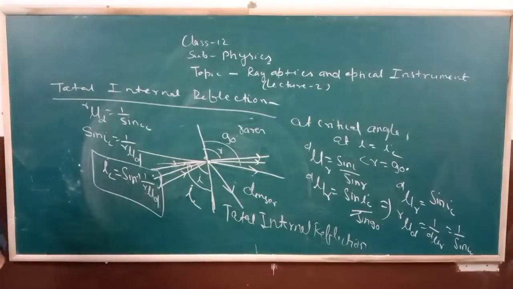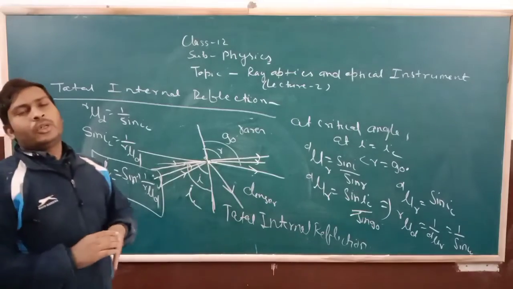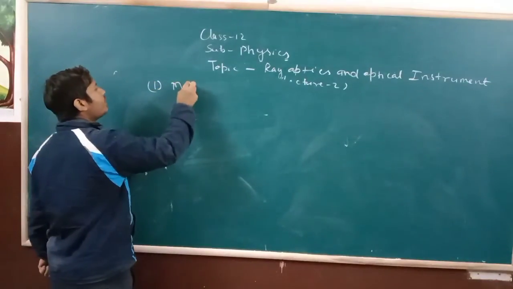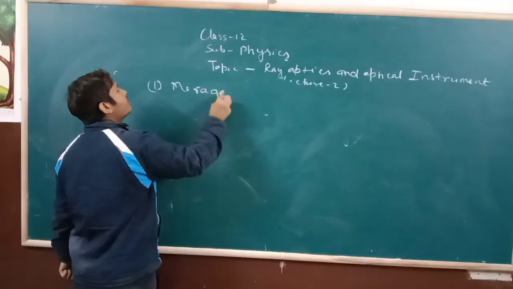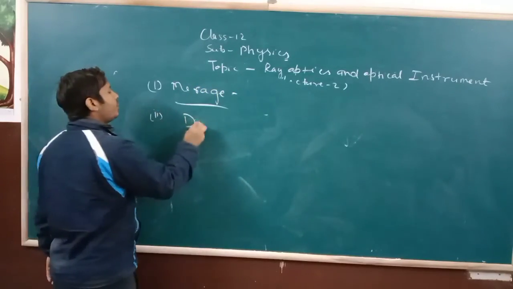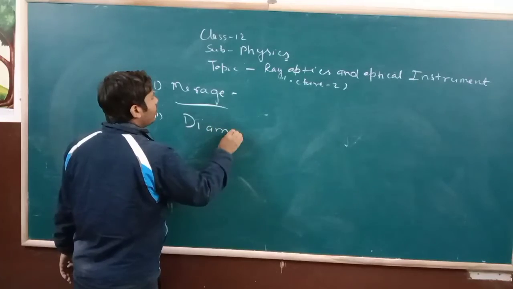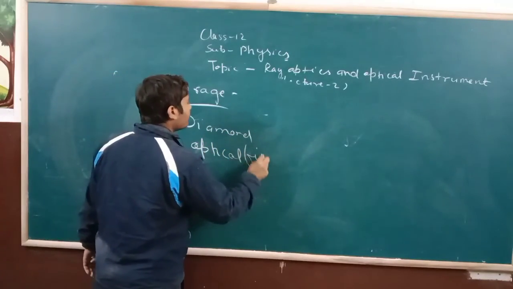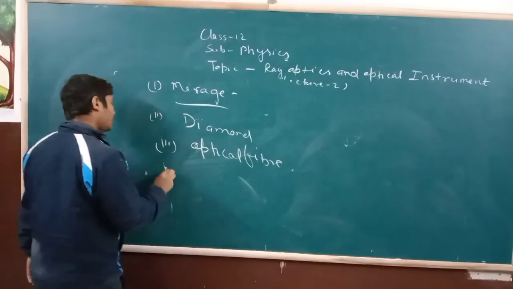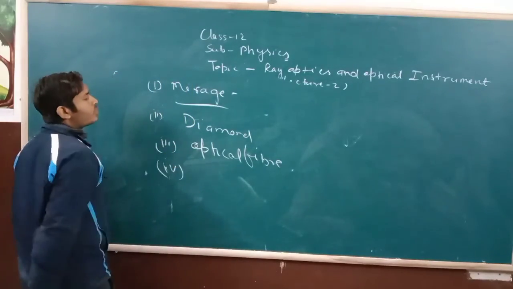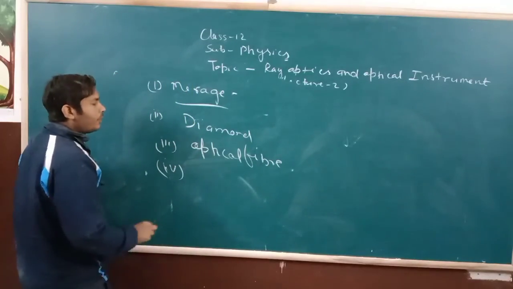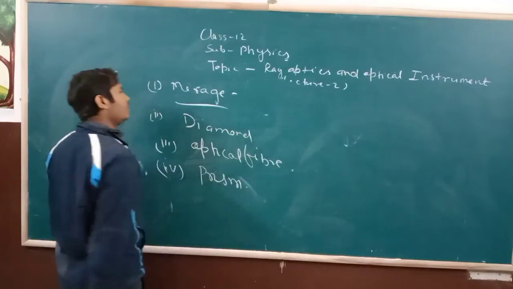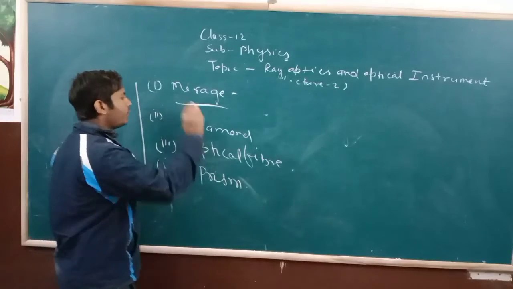Is it clear? Now, what are the applications of total internal reflection? The first one that we have to see is mirage. Which application do we have to see? Diamond. We know about the diamond. Then optical fiber, and the fourth one after optical fiber is the prism, which also acts on the principle of total internal reflection.